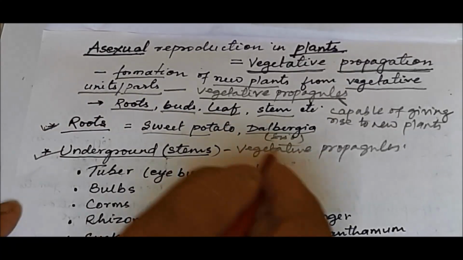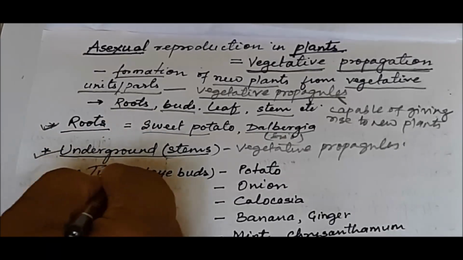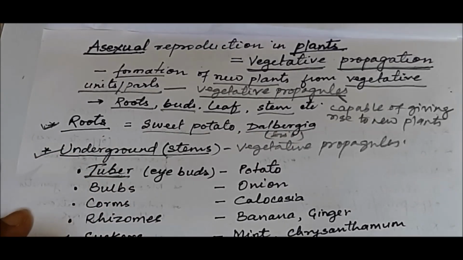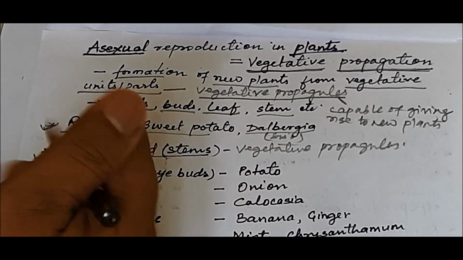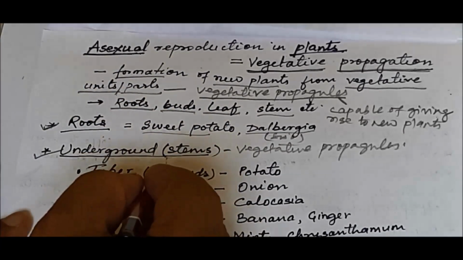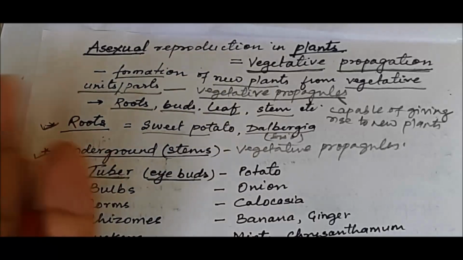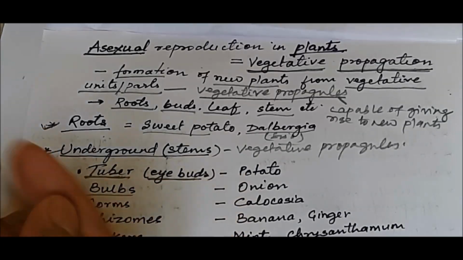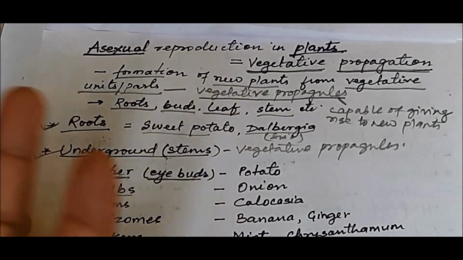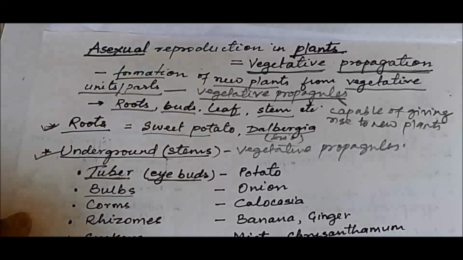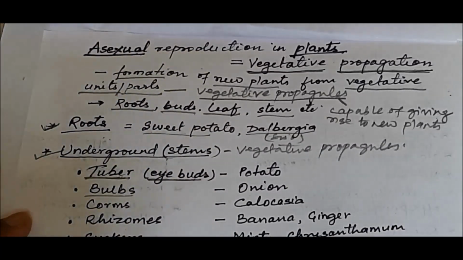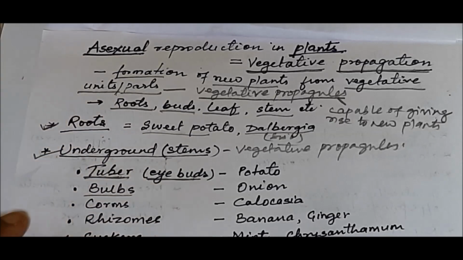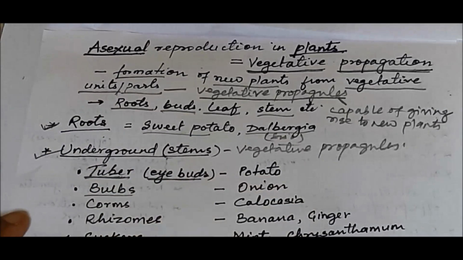The first one, underground vegetative propagules. First one is tuber, or these are the stems. Actually all these vegetative propagules are stem propagules, and these parts of the stem are the underground stems. The eyes buds of the potato can give rise to new plants. Then bulbs, disc-like structures, below where the roots are grown and above that leafy scales are grown, and that disc plate is called bulb, seen in onions, and this can give rise to a new plant.